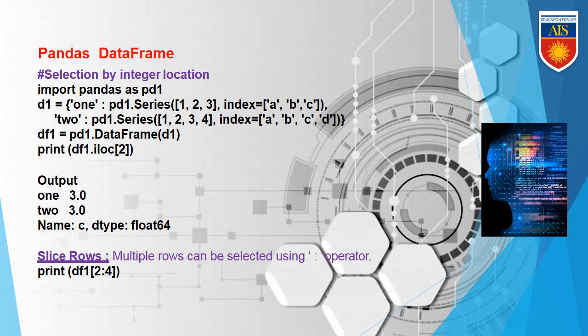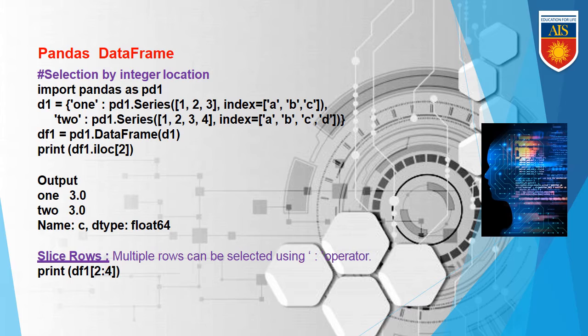Next option is selection by integer location. That means we are going to select with the help of integer location, the position actually. Import pandas as pd1, d1 equal 1, then you have to mention pd1.Series and mention the values. Next, the index. Next column is 2, then pd1.Series 1 2 3 4, then index. Then df1 equal pd1.DataFrame d1, then print df1.iloc[2]. Then we will get the output as against 1 we will get 3.0, against 2 we will get 3.0, then name equal C, then dtype equal float64.